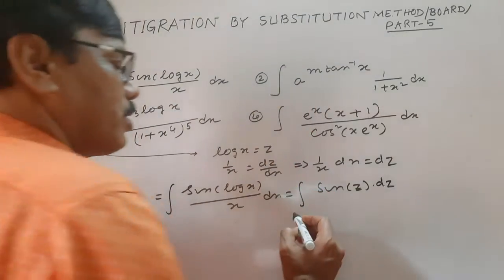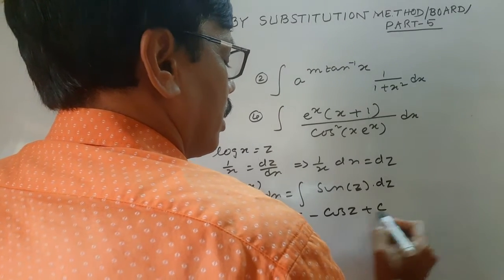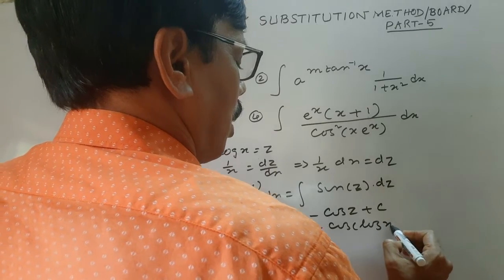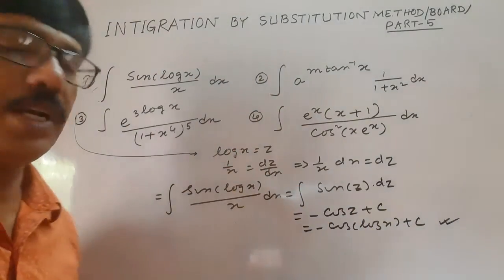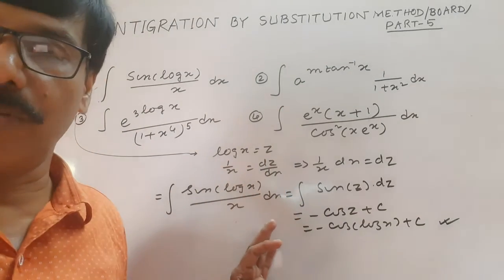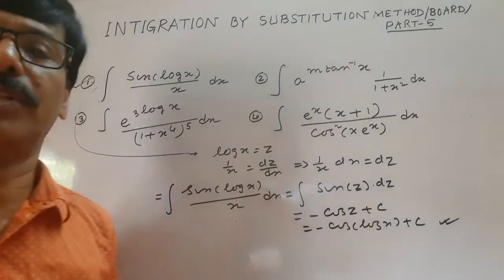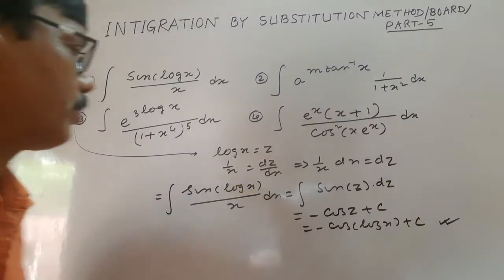So what is the integral of sin z? Minus cos z plus c. So minus cos of log x plus c. So this will be the answer. Initially it is not in standard form, but using the substitution method you can put it in standard form.